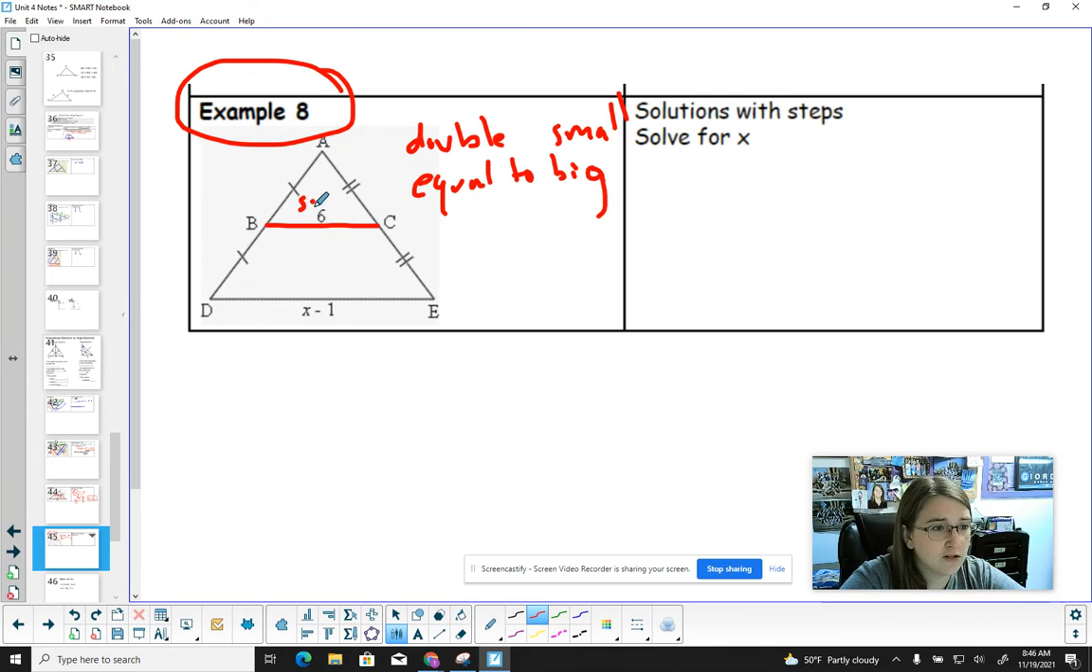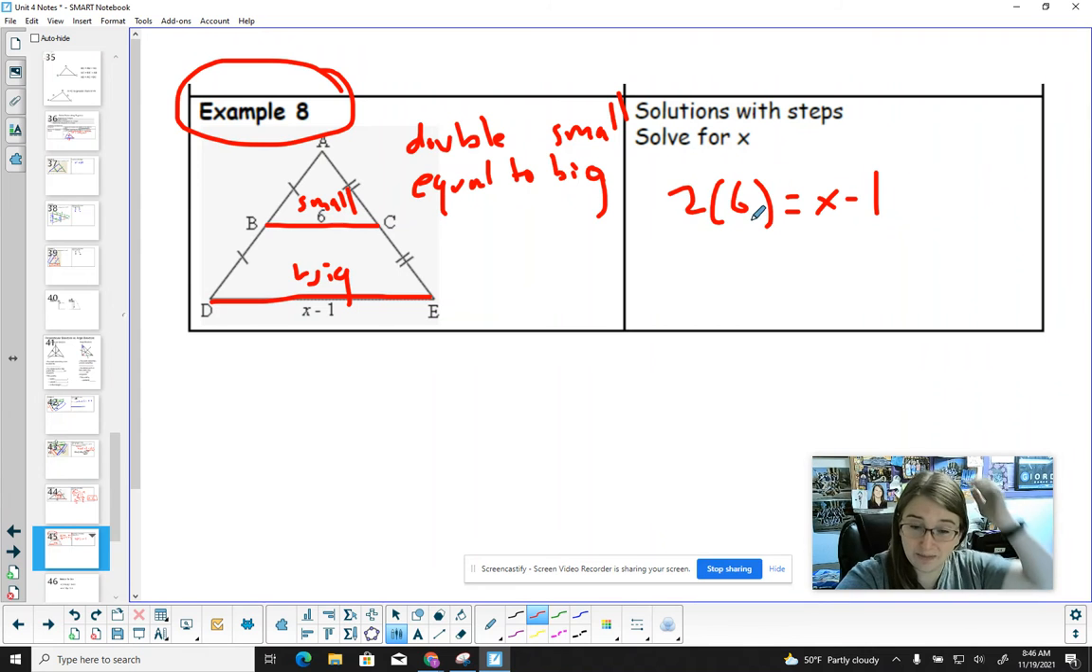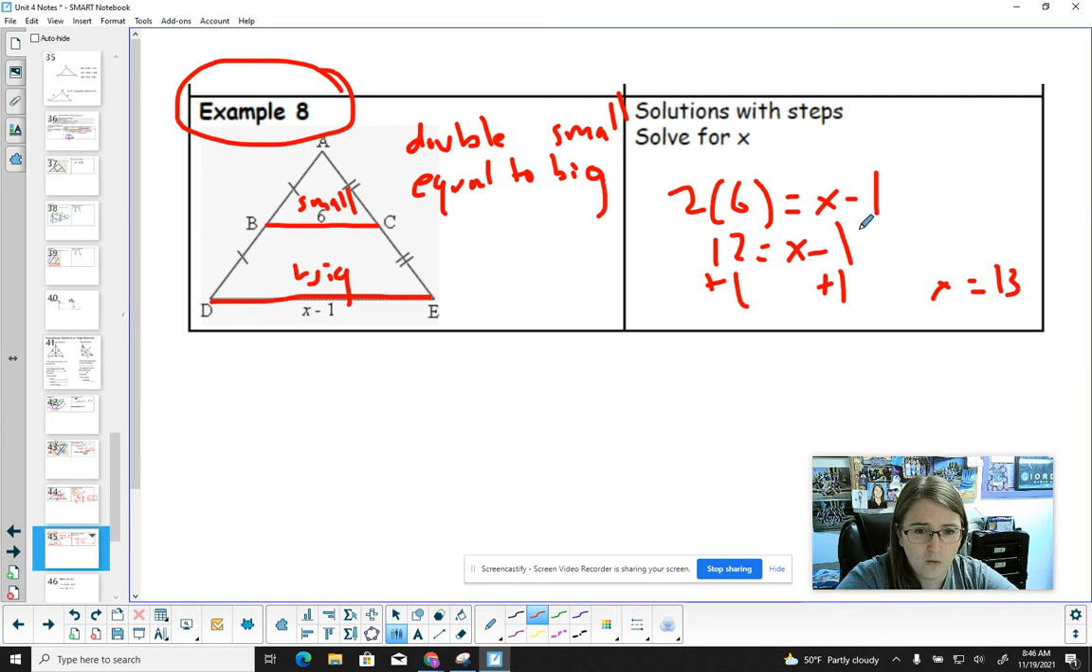Well, this is my smaller side, right? And this is my big side. So I'm going to double 6 here. So that just means 2 times 6, right? Equals my big side, x minus 1. Check and make sure you did that properly, that you doubled the small one. You didn't double the big one, right? We want double the small. And solving this really quickly actually is pretty simple. That's 12, right? Add 1. We get x equals 13.